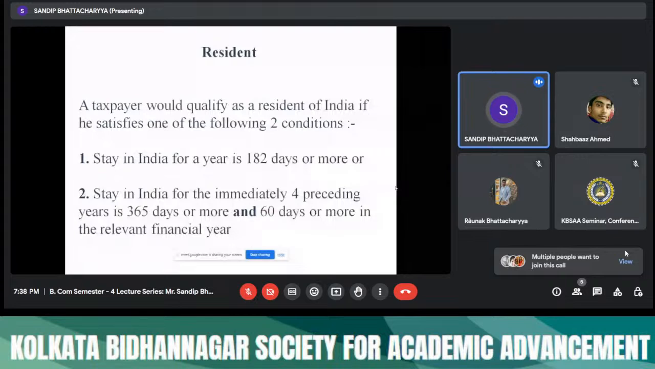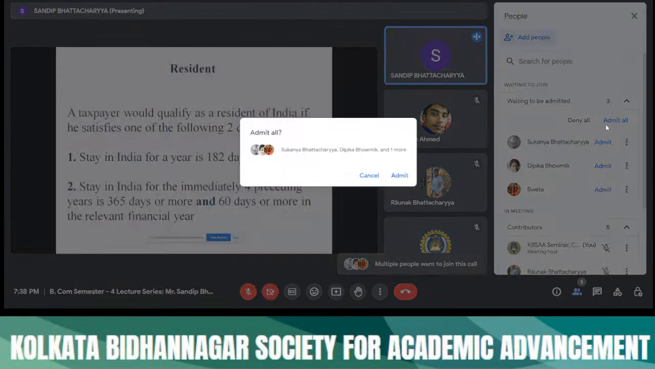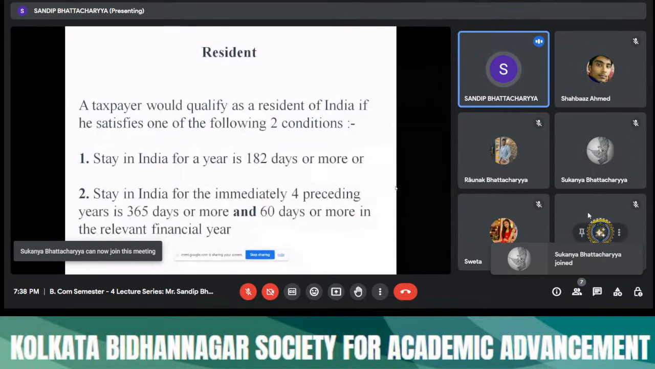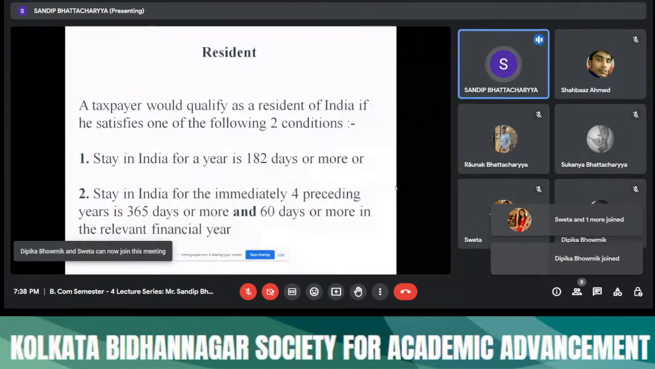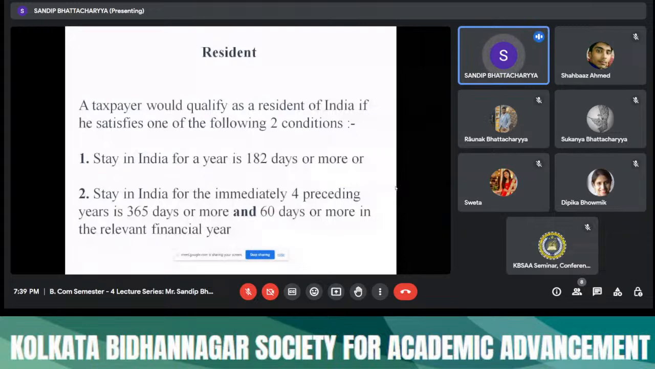I repeat this once again. Before I start the deduction chapter, let me clear this in 5 to 10, maximum 15 minutes. That is the determination of the residential status, because unless residential status is determined, how can you compute the tax liability after giving so many deductions? So first you have to calculate the residential status, then deductions, then the total income computation, then tax liability. These are the steps.